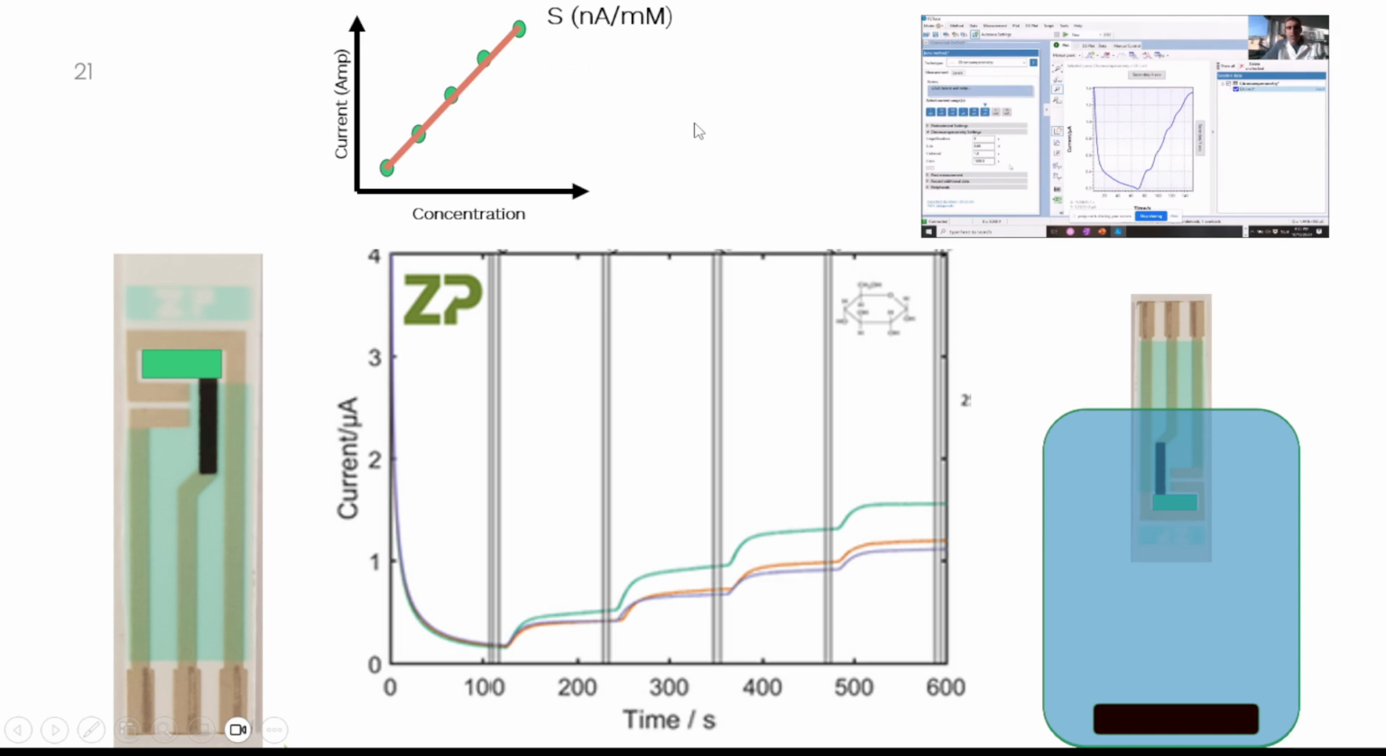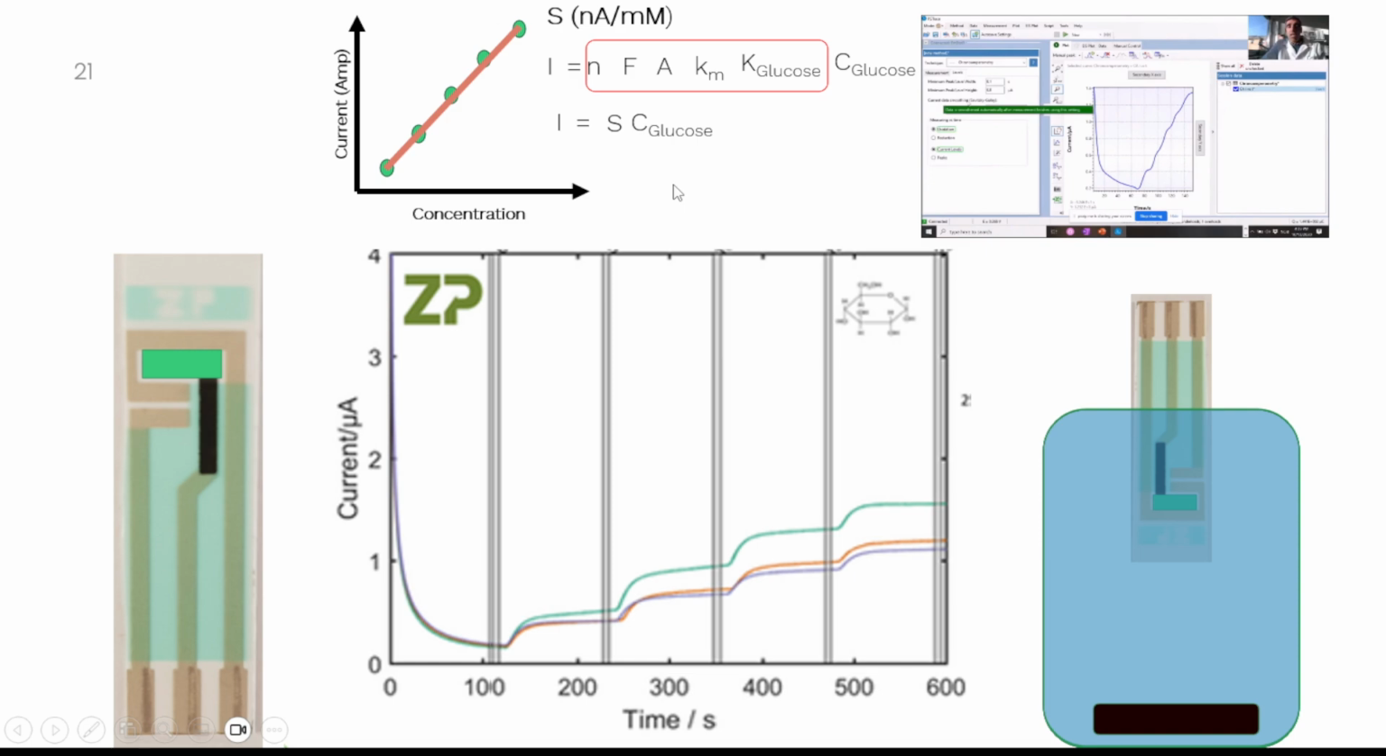But inside of that sensitivity are all these terms: n, F, A, Km, K glucose, like that. So in fact, all of those are in there. So I is proportional to sensitivity times glucose. But in simple terms, if you double the area, you will end up doubling the current. It's not always a good idea to have lots of current in a CGM application. Just be cautious, because I have had people who want all the signal in the world, and it leads to some strange phenomena.